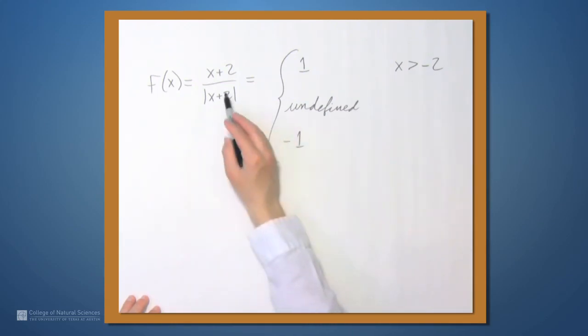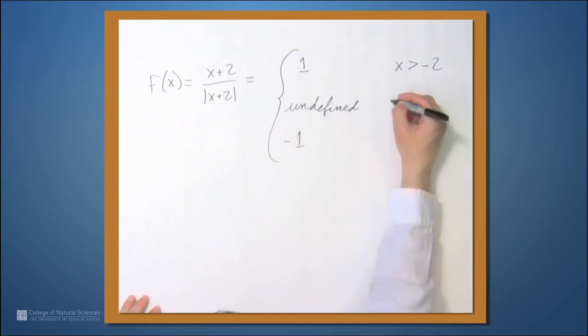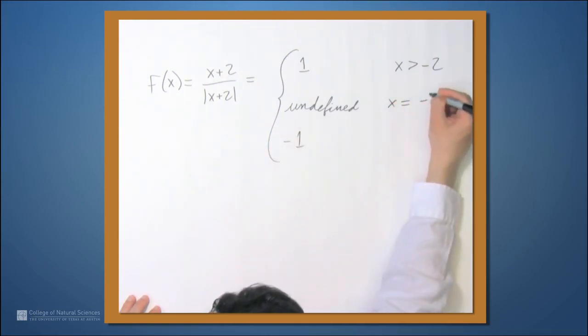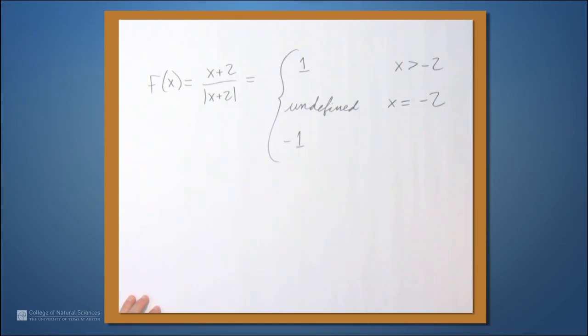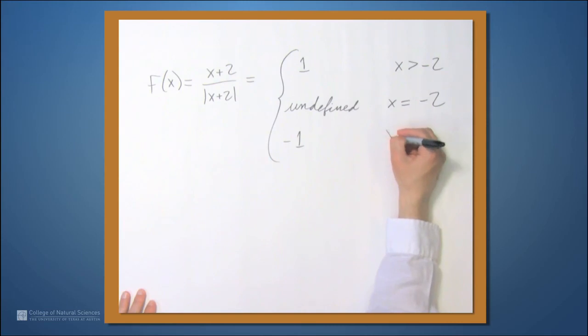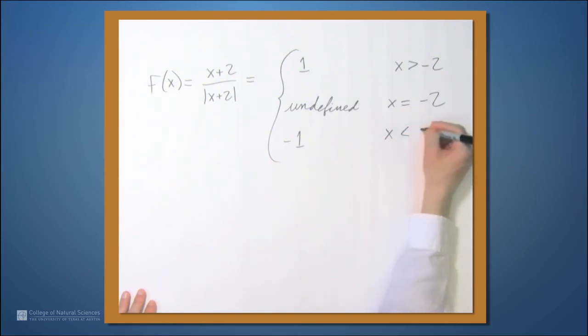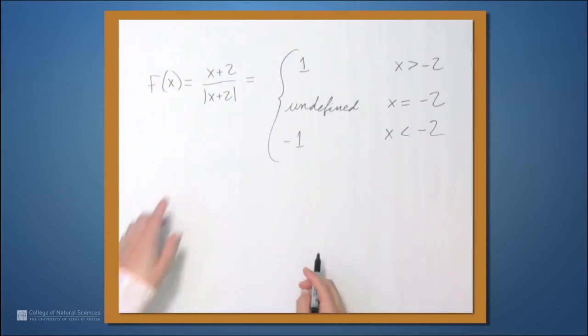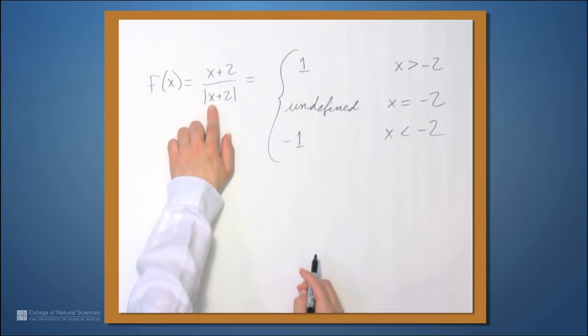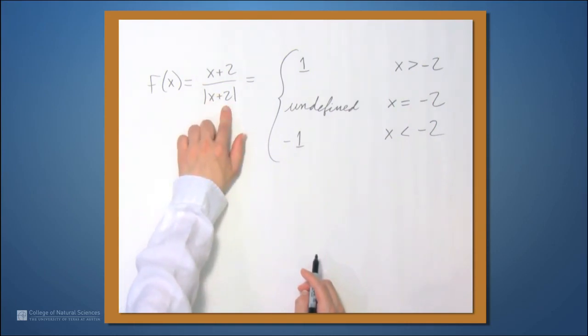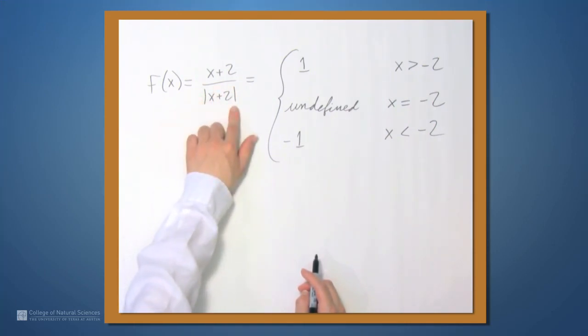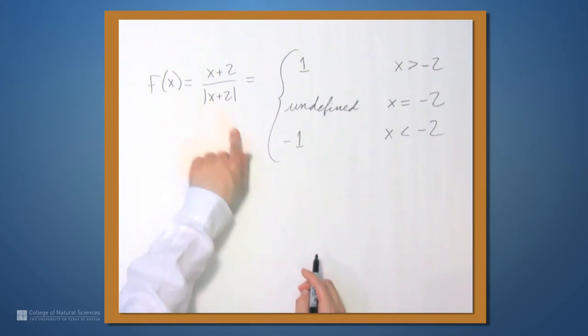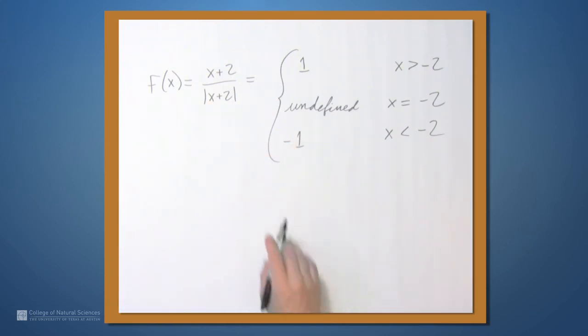It's undefined when the denominator is equal to 0. The denominator is equal to 0 here when x equals -2. And you have to be careful when you say things like this, but almost by process of elimination, it's -1 when x is less than -2. We can verify that, though, because if x is less than -2, then x plus 2 is negative, so the absolute value is -1 times whatever that quantity is. That gives us our -1. So here is our function f defined piecewise.